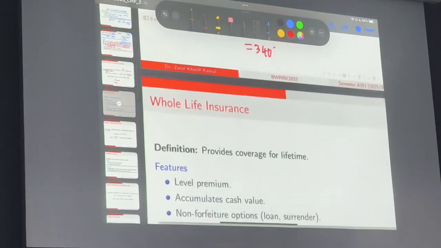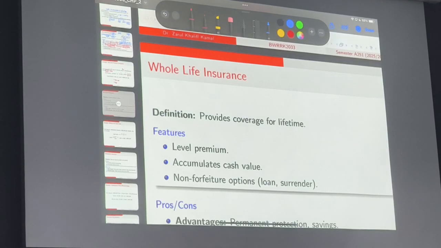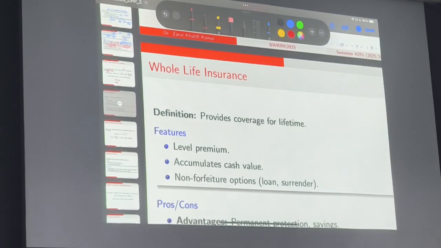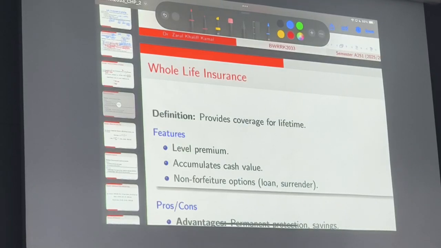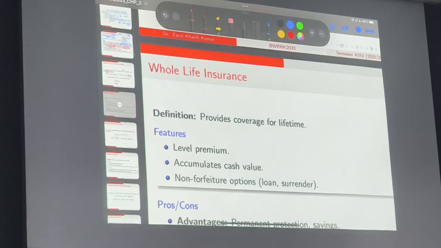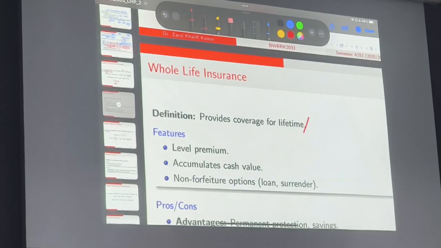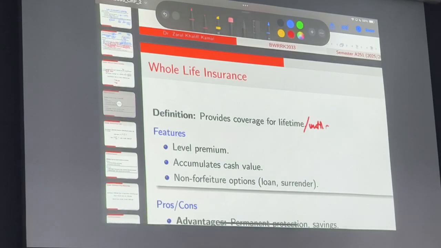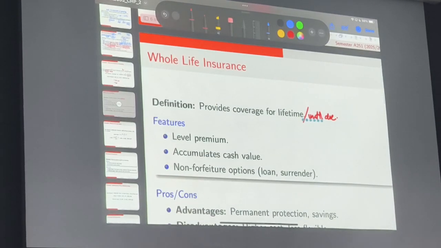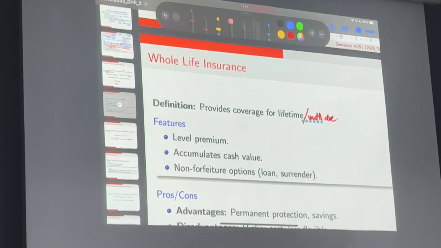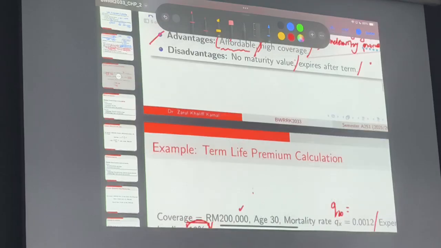We have whole life. Right, compared to term life insurance, whole life ni, as the name suggests lah, it provide coverage for lifetime. Sampailah bila? Lifetime ni until die, sampailah meninggal dunia, right? So compared to term insurance, okay, one more thing ya, saya lupa nak beritahu dekat sini.